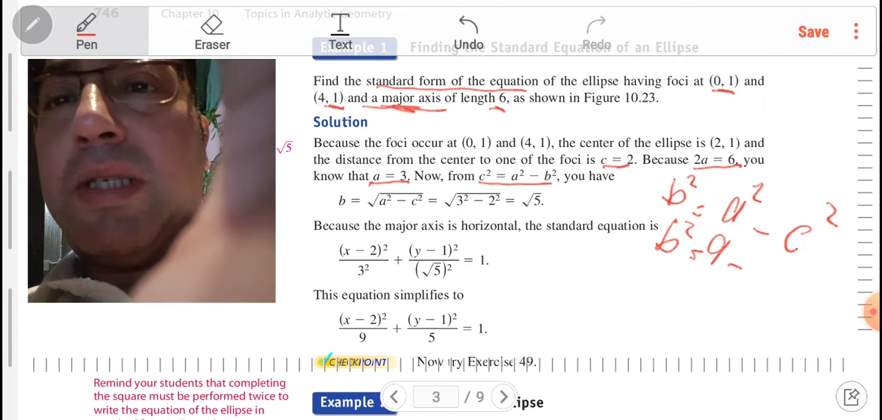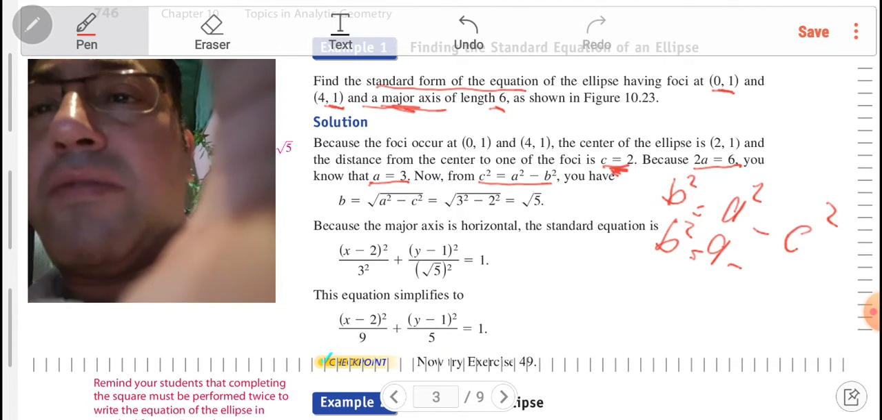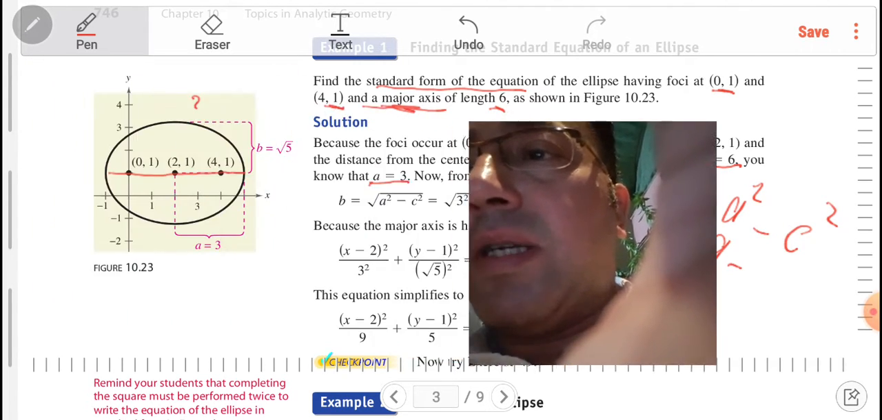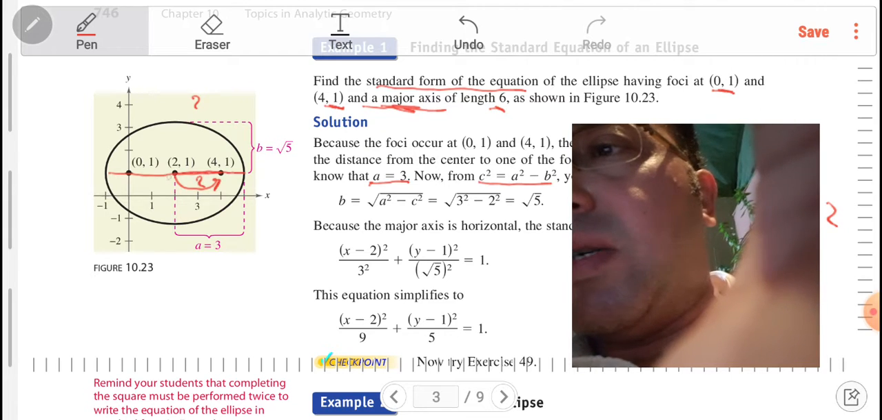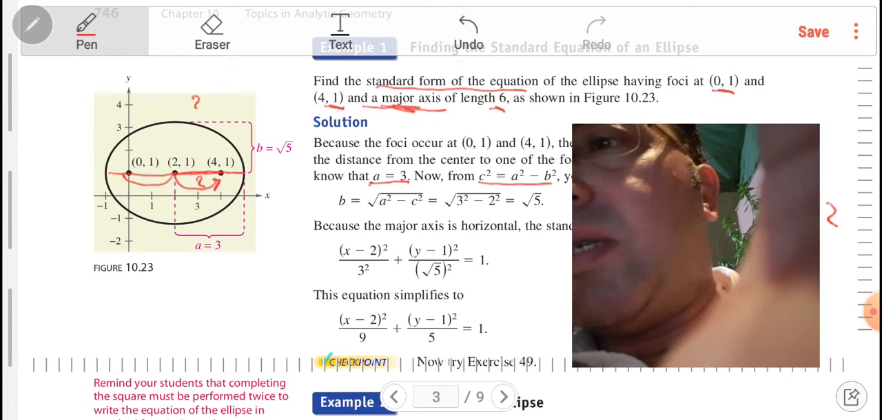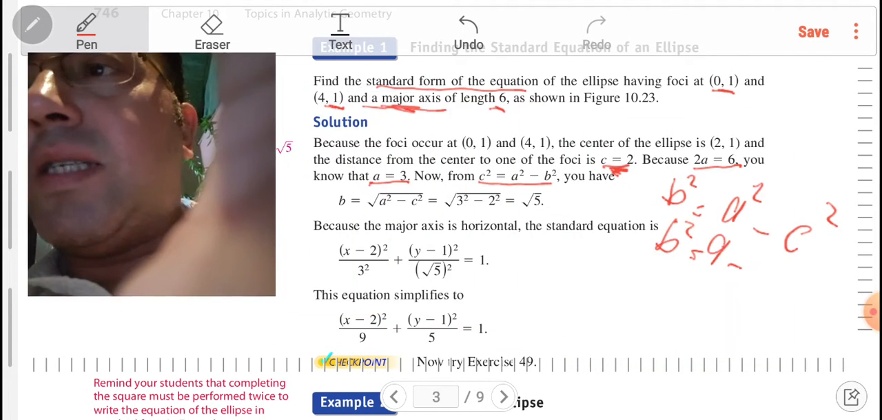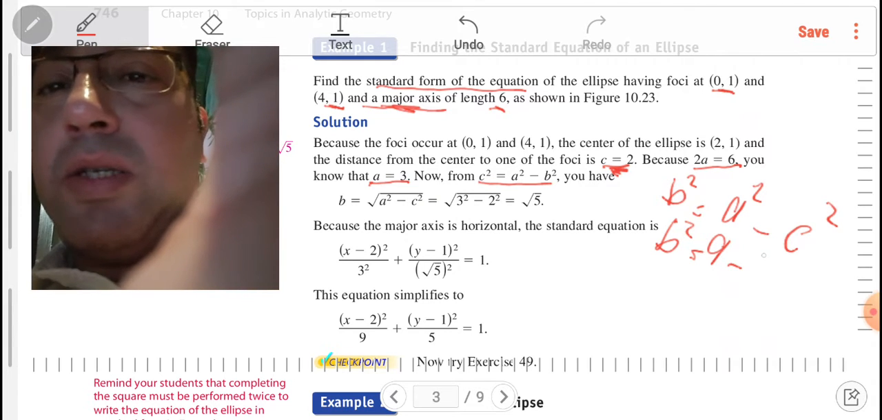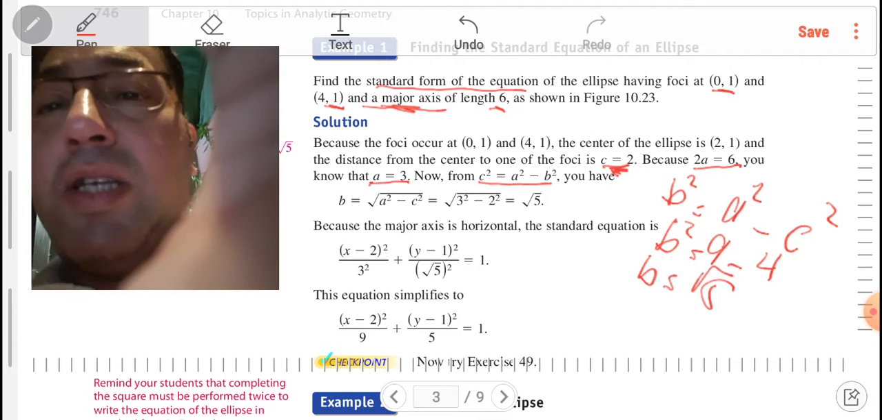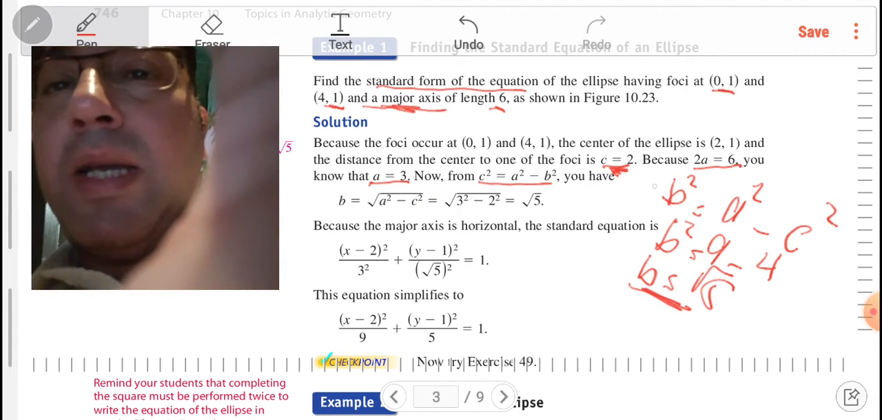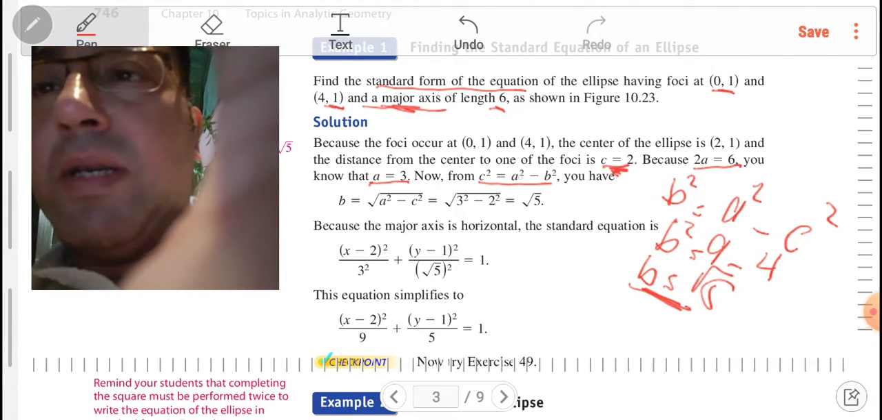How to determine c? c is the distance from the center to the focus. The distance from (2, 1) up to (4, 1) is 2 units, or from (2, 1) to (0, 1), which is 2. So the focus distance is 2. 2 squared is 4. b is root 5.